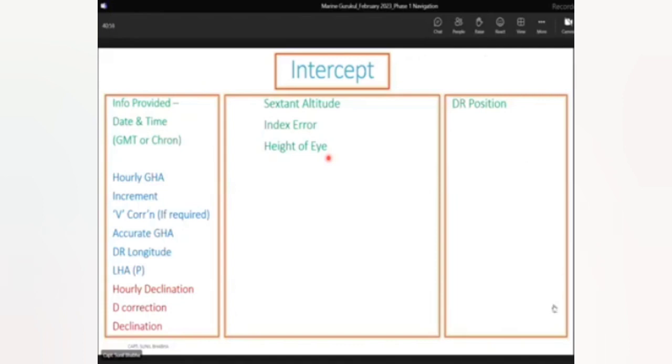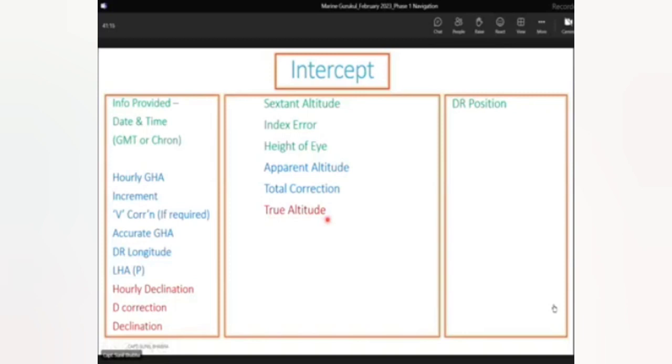So dip correction is always negative, and once we apply these two corrections, we get the apparent altitude of the body, and to this apparent altitude we apply the total correction and we get the true altitude of the body. Up to here the method is exactly the same as Long by Chron.